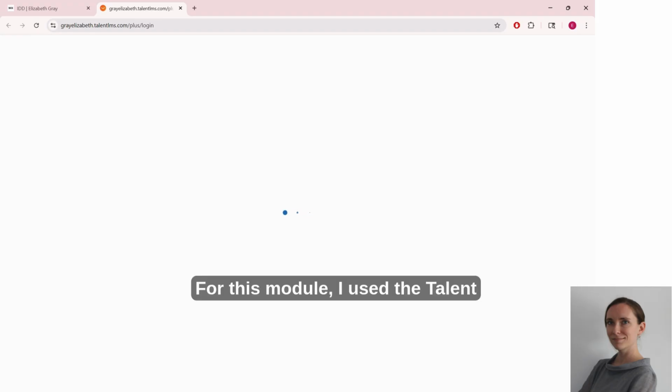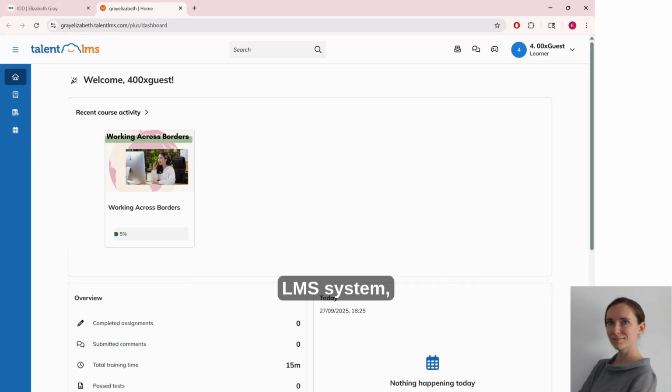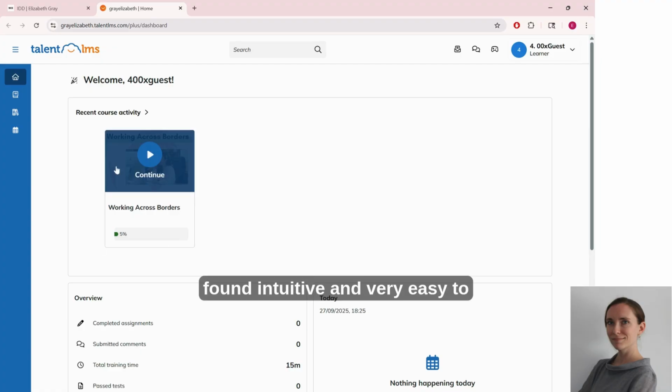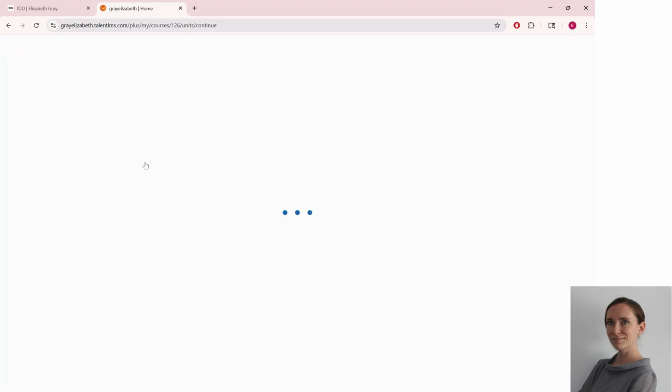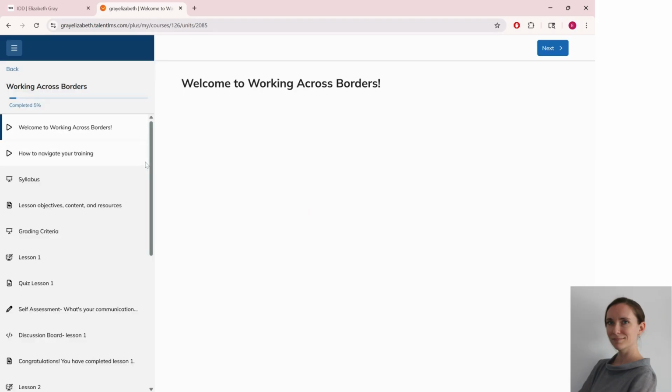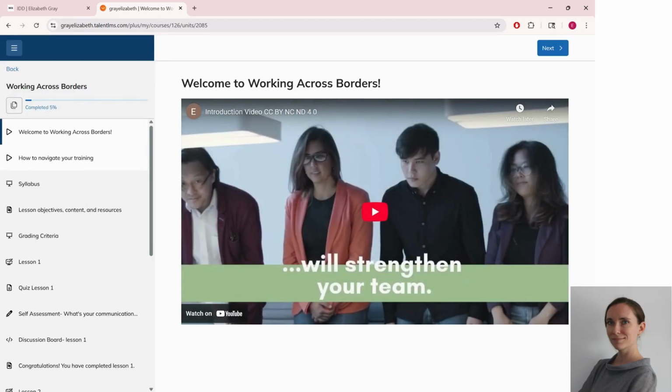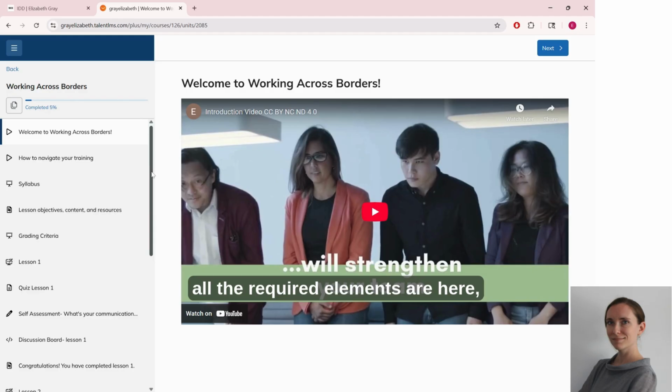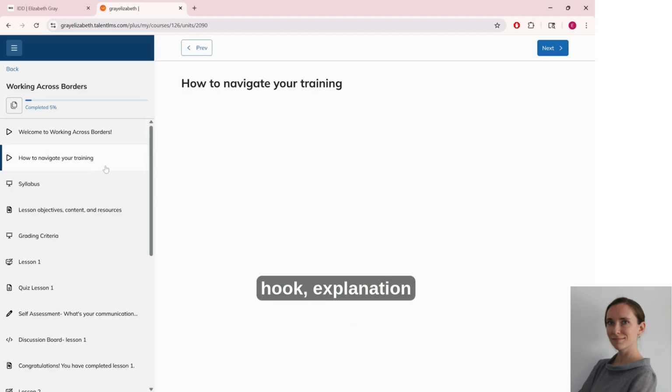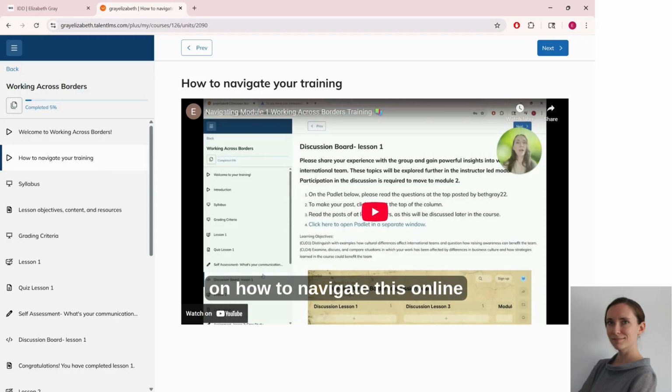For this module, I used the Talent LMS system, which I found intuitive and very easy to organize. Again, all the required elements are here, including introduction with a hook, explanation on how to navigate this online training.